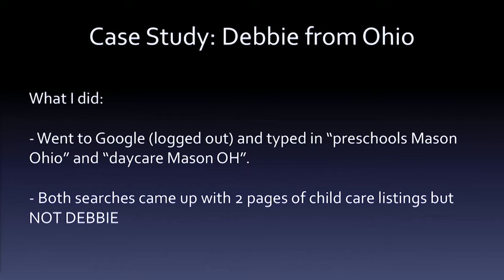Because I went to Google, and you got to log out. So you log out of your Gmail, log out of your iGoogle, and type in preschools Mason, Ohio, and daycare Mason, Ohio. Number one key term is daycare, or day space care, and then your town. You don't have to put the town because Google knows where you're sitting based on your IP address, but daycare Mason, Ohio. Both searches came up with 2 pages.